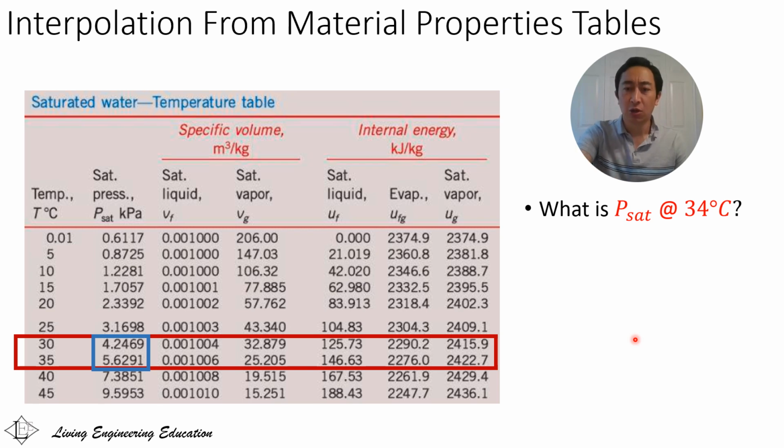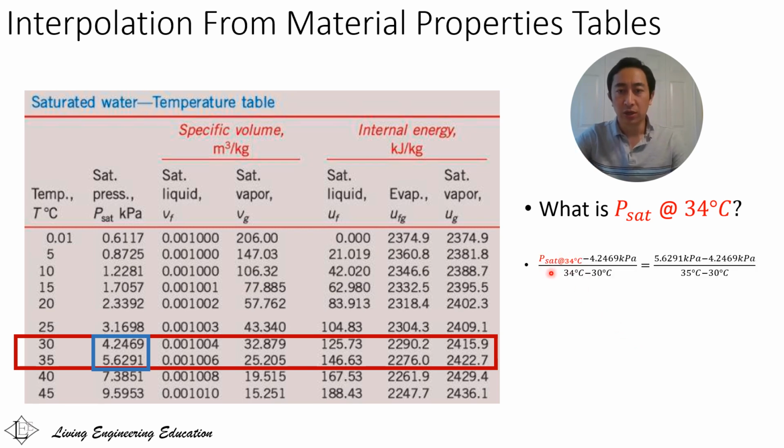Then I set up my slope equation, right? So the unknown saturation pressure at 34 degrees Celsius minus, I choose the pressure at 30 degrees. If you want to choose the pressure at 35, you can. Just be consistent and swap this out for 35 degrees Celsius. But I chose 30 degrees Celsius as my reference point. So I have 4.2469 kilopascals. That's a unit of pressure, right? That's that value. Divided by 34 degrees Celsius minus 30 degrees Celsius.